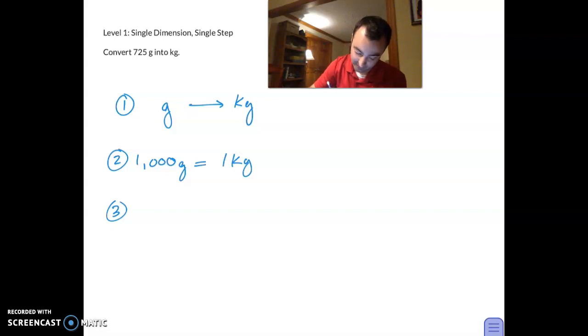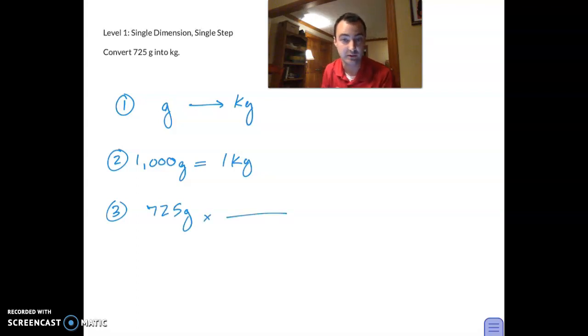So if you have 725 grams, we need to multiply this by some fraction. And the fraction is going to be equal to 1. Because these two things are equal, it doesn't matter which order you set them in. And what I mean by that is, you could put the 1,000 grams on the top or the 1,000 grams on the bottom. And the quantity that you multiply this by doesn't change because this is always equal to 1. But we want to put the 1,000 grams on the bottom because that allows the units of grams to cancel.